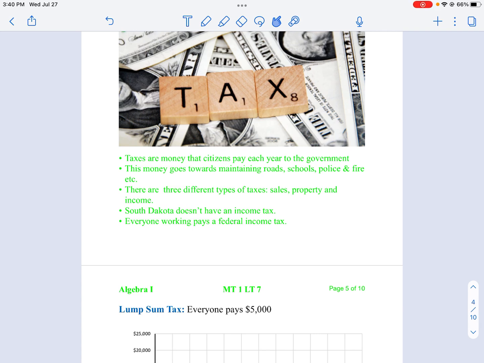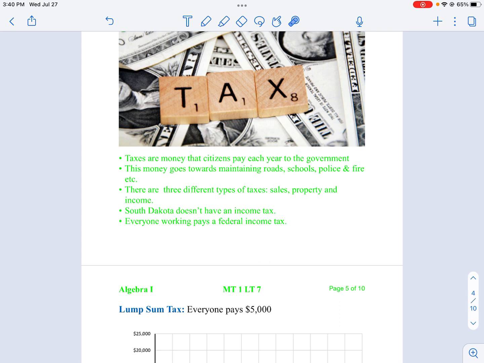Getting back to our tax question here, remember taxes are money to support things that everybody uses, such as roads, schools, police, and fire. And then you can have a debate about how you should use those taxes and how much you should use taxes.